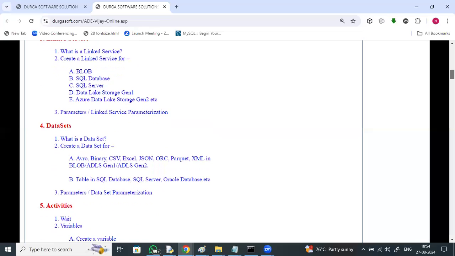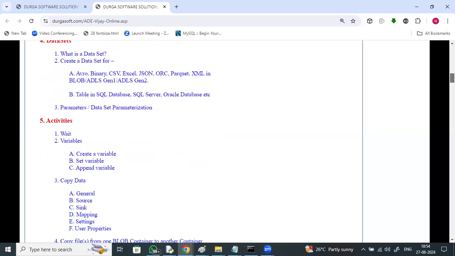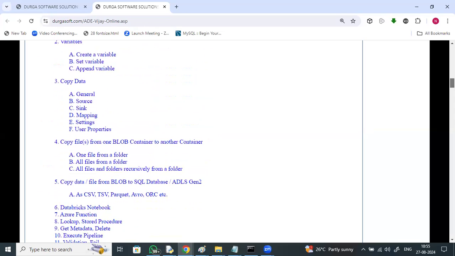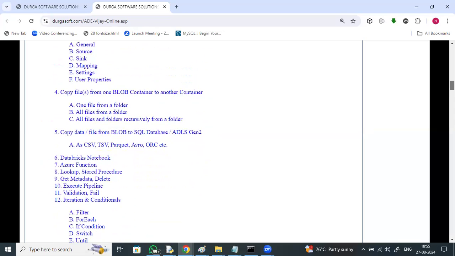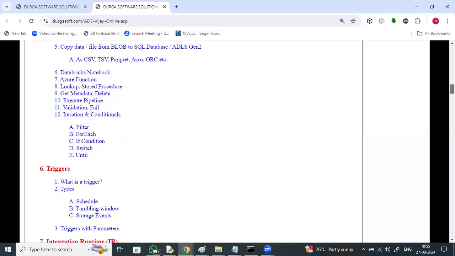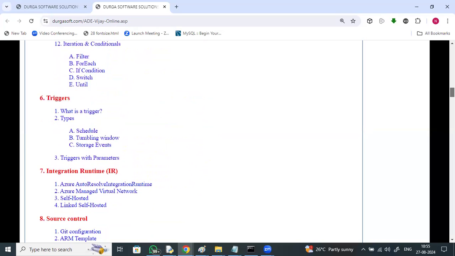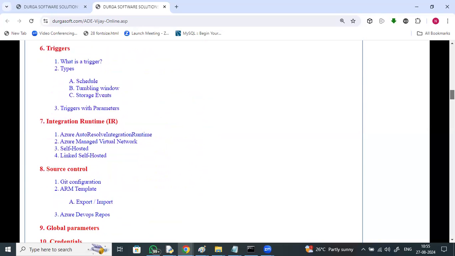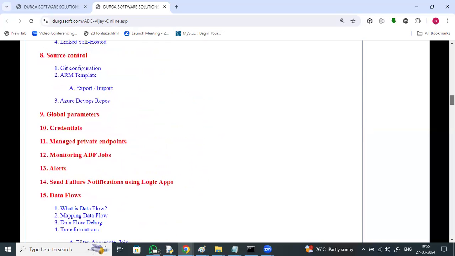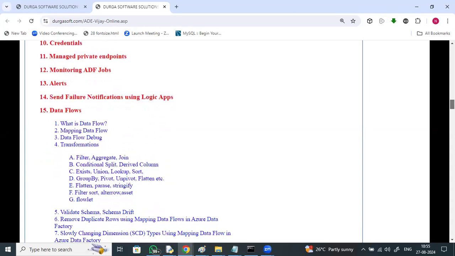work with different files, Avro file, binary file, CSV, Excel, JSON, Parquet, XML, activities, wait activity, copy data activity, copying data from blob, Databricks, and get metadata, delete, execute pipeline, validating, fail, iterations, filter, for each, if conditions, switch, until, trigger types, schedule, tumbling window, right? Integration runtime, source control, global parameters, credentials, monitoring ADF jobs, alerts.